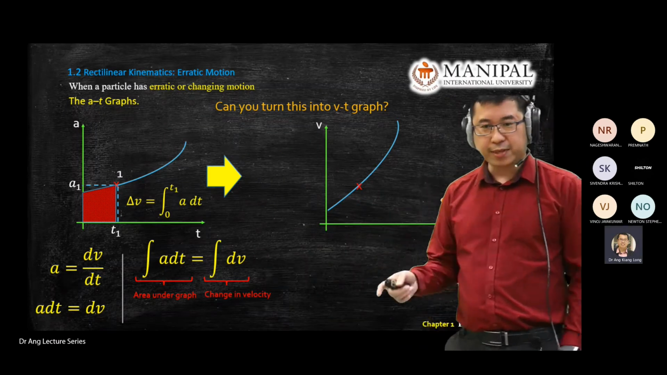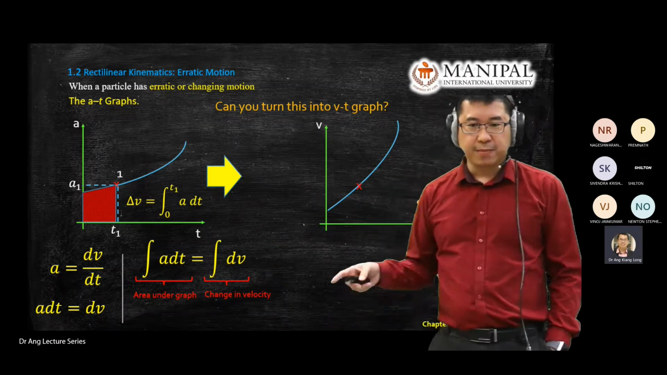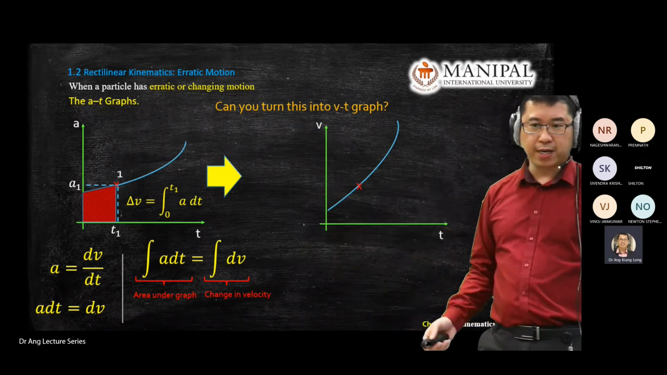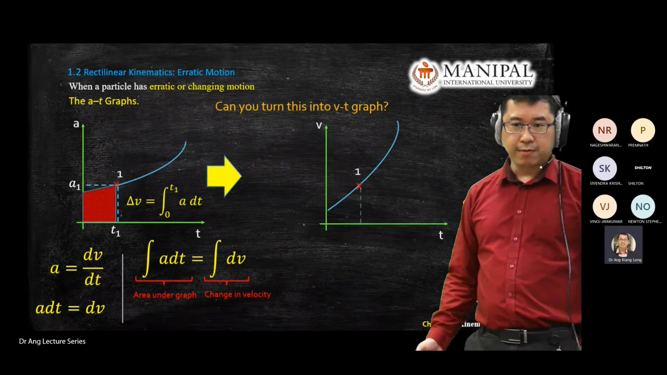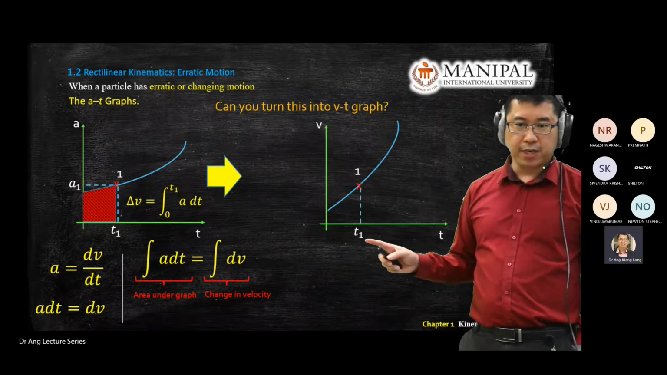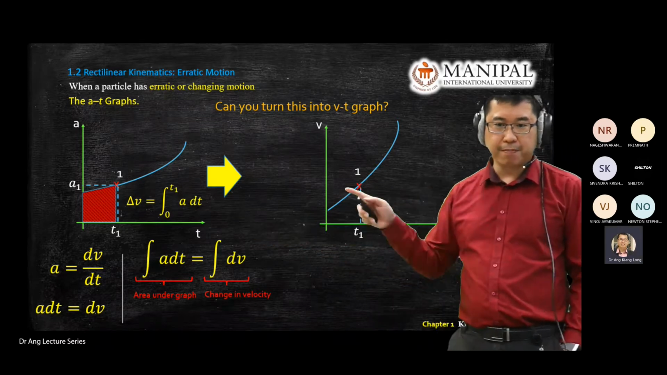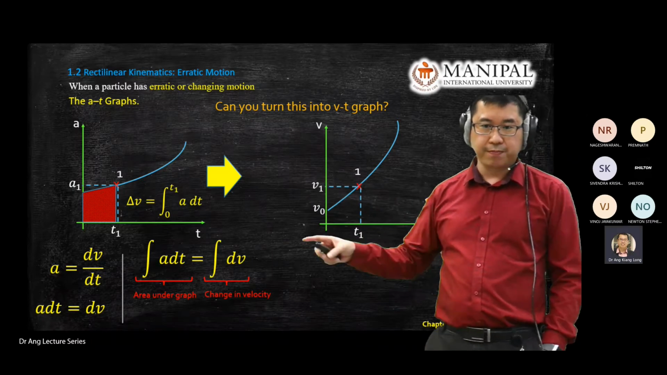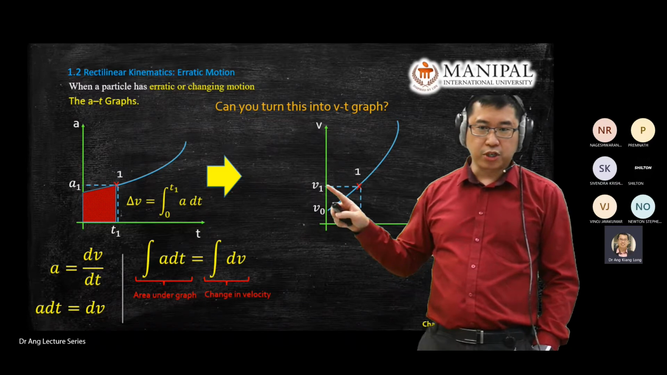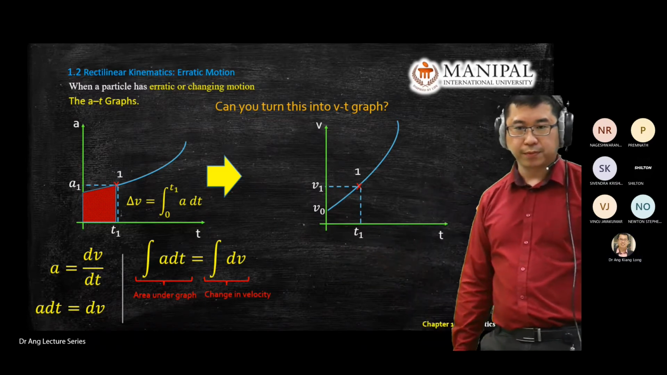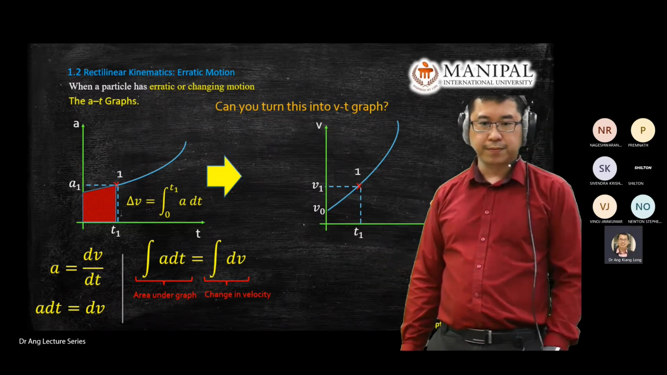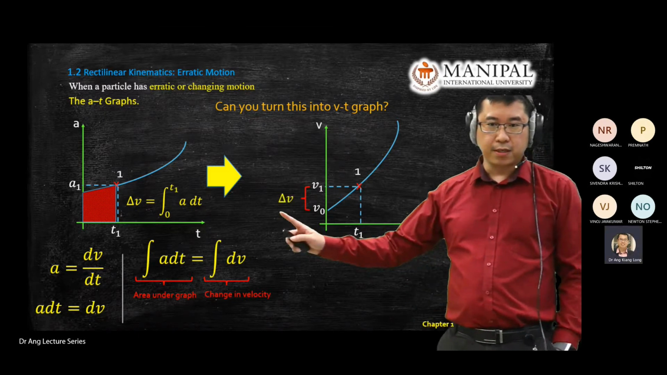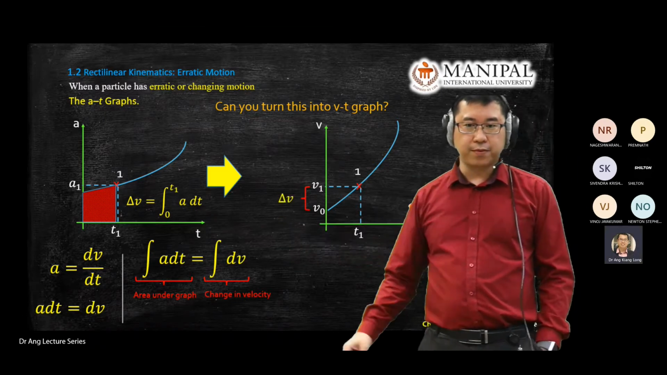Okay, it will take some time to practice, but I hope you understand what we're talking about in the class. So same, you have a t1, same time there, but the axis has changed to velocity. This is the change of velocity. It's delta V that we mentioned just now.